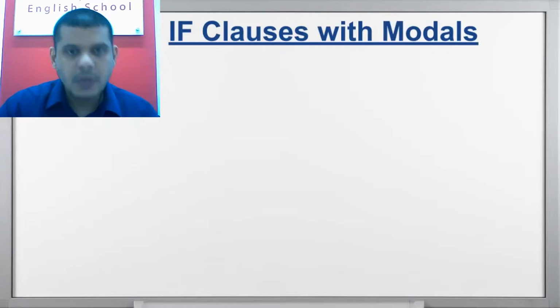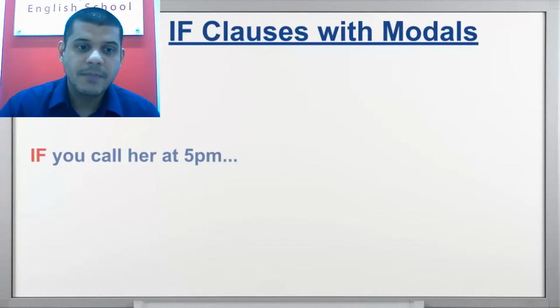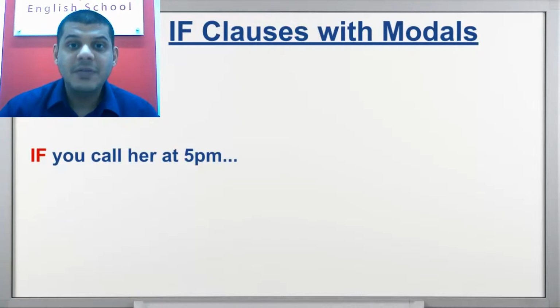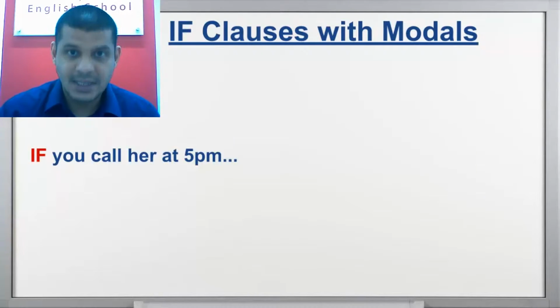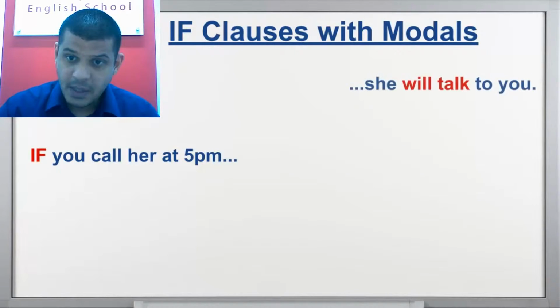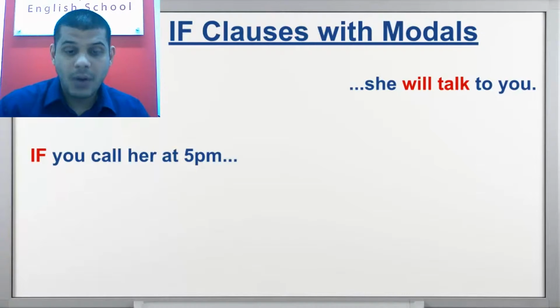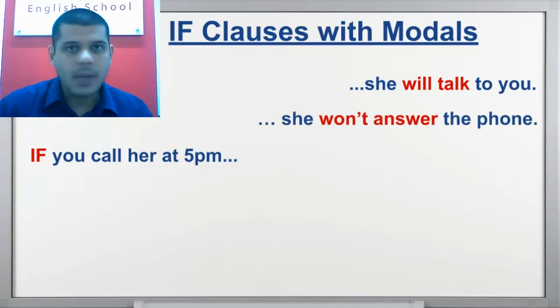And to start talking about this, I'm going to start giving you some examples, right? I'm going to give you an if clause, which is: if you call her at 5 p.m., and then we have different possibilities to complete this sentence, right? So let's take a look at the examples I prepared here for you, right? First one is, if you call her at 5 p.m., she will talk to you. Another possibility is, if you call her at 5 p.m., she won't answer the phone, right?